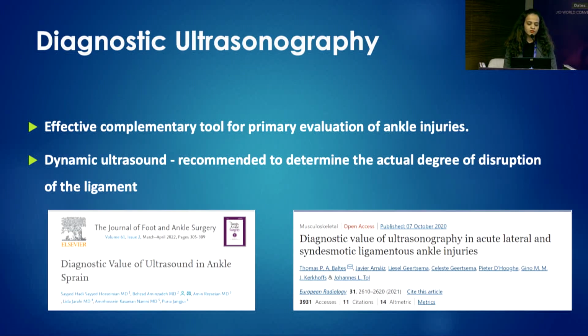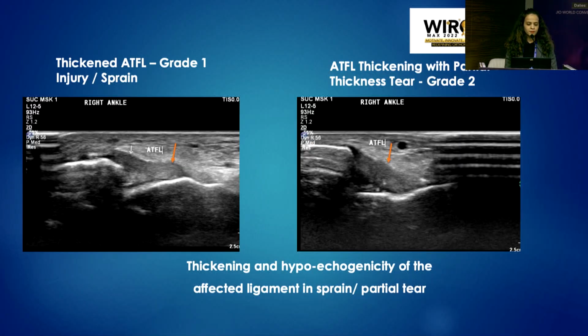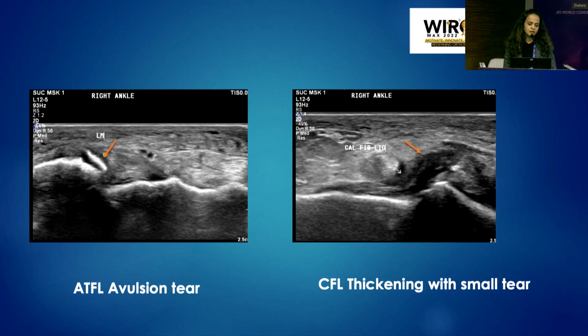Ultrasound is an effective complementary tool for primary evaluation of ankle ligamentous injuries, and dynamic ultrasound is often recommended to determine the actual disruption of the ligaments. So this is the normal ATFL. If there's a partial tear or a sprain, there is a thickening and a hypoechogenicity of the affected ligaments as seen in grade 1 and 2. In a complete tear, there is an anechoic or a hypoechoic gap extending across the ligament, or often there is a loss of continuity of the ligament. It helps to assess avulsions as well as CFL injuries.